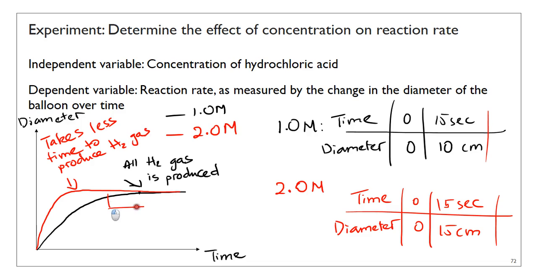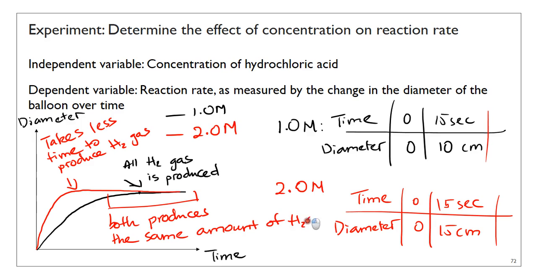as I just mentioned earlier, you're only measuring in this experiment the rate of reaction. You're not changing the overall amount of product. So both produce the same amount of hydrogen gas because you're using the same amount of magnesium. Changing the concentration of the acid is not enough to change the amount of product. So both of these will produce the same amount of H2 gas.